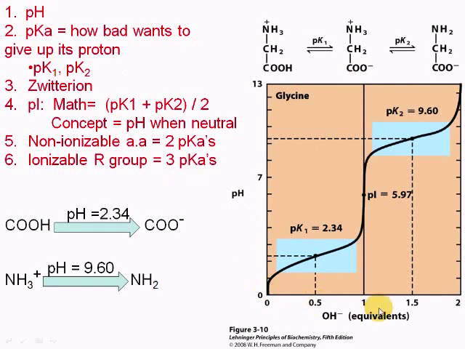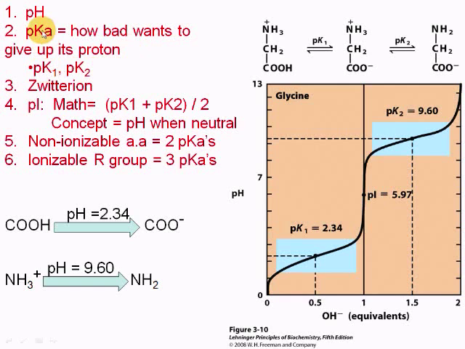Alright, so here's a titration curve. So amino acids have their own titration curves, and there's a couple parts that I just want to identify here. So we have pH here on this y-axis, and then you have pKa. And remember, pKa tells you how badly something wants to give up its proton. If the number is really low, then that molecule really wants to give up its proton. If the number is high, it doesn't quite want to give up its proton as much.